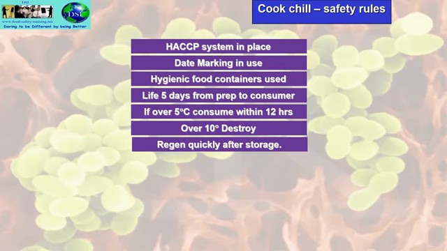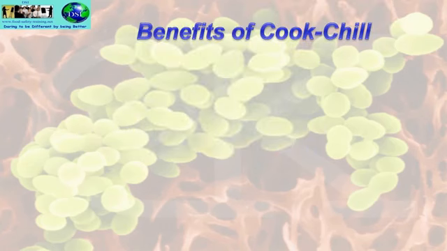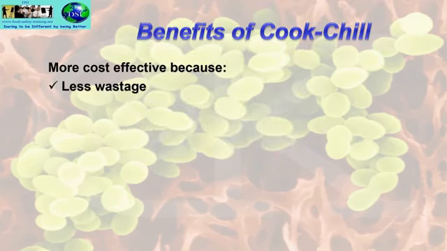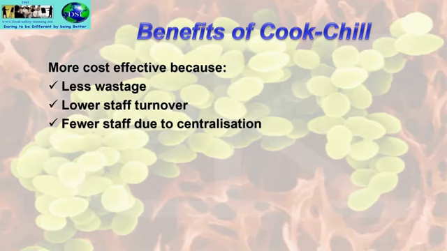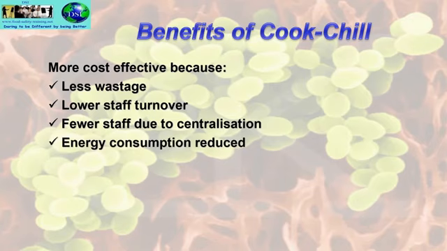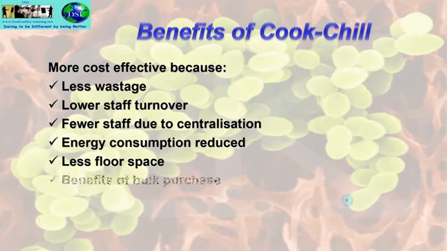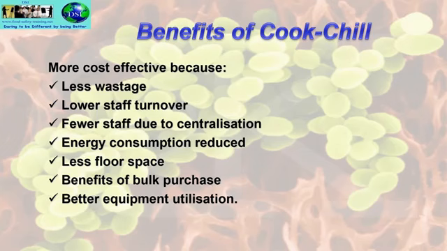Regenerate quickly after storage. Benefits of cook chill: it's more cost effective because there's less wastage, lower staff turnover, fewer staff due to centralisation of the satellite kitchens. Energy consumption is reduced because regeneration is usually done in one place. Less floor space. Benefits of bulk purchase. Better equipment utilisation.